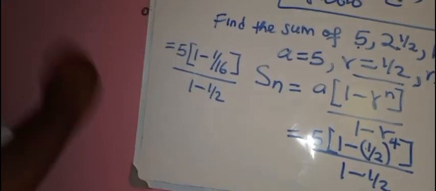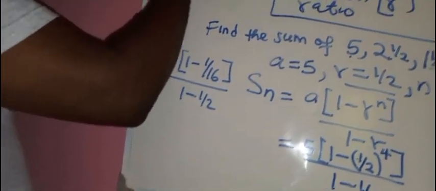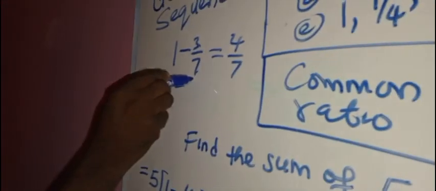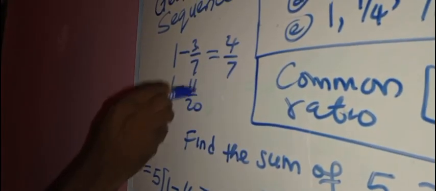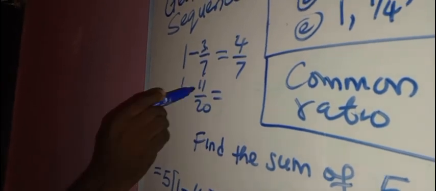Let me teach you a simple technique here. If you have 1 minus 3 over 7, just take away 3 from 7. That is 4 over 7. If you have 1 minus 11 over 20, the answer is: just take away 11 from 20. That is 9, then over 20.